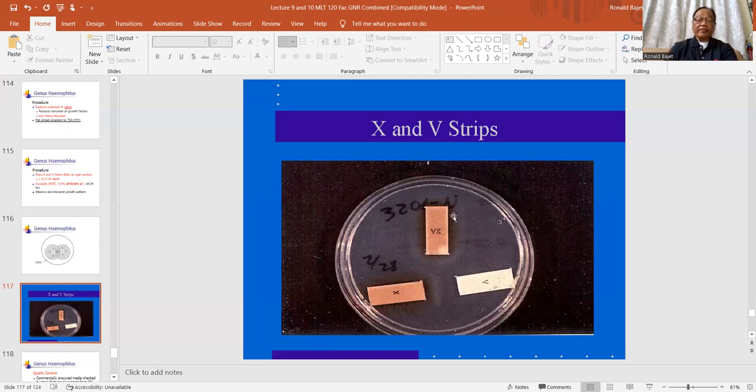Interpretation. So here's your X and V strip. As you can see, there's growth around the X and V, you can barely see it. The reason you see growth between the X and the V is because between these two strips is X and V, so the organism likes X and V. It grows around the X and V and between them. So this is Haemophilus influenzae. I hope you can see that. If it's X only, it would grow only around the X. If it's a V requirement only, it would grow around the V, okay?